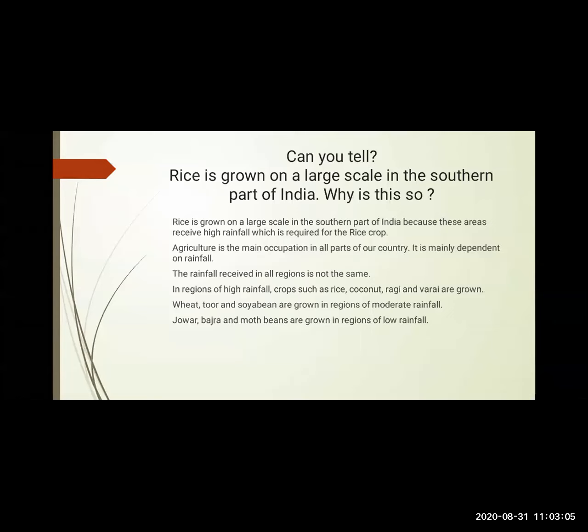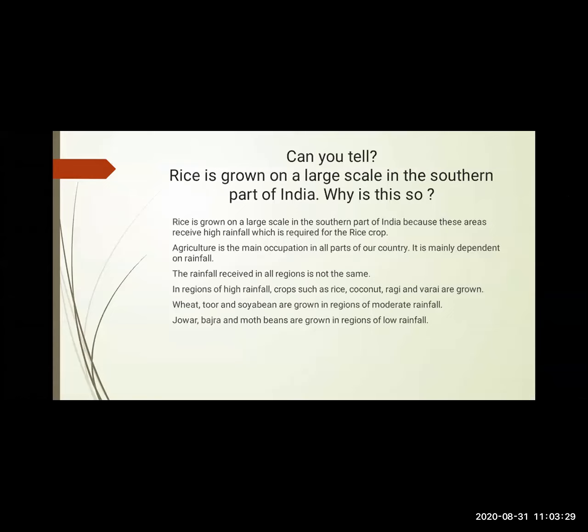So we need rain also. Equal rain should be there for agriculture. Farming के लिए क्या चाहिए? Agriculture के लिए क्या चाहिए? What we need? Rain. Okay. The rainfall received in all the regions is not the same. We are having less rainfall in the south part. There is heavy rainfall. All the regions do not have the same rainfall. सबके इधर different rainfalls are there.